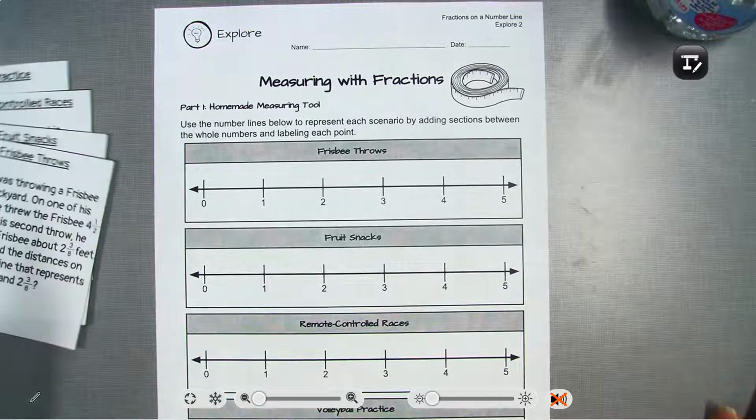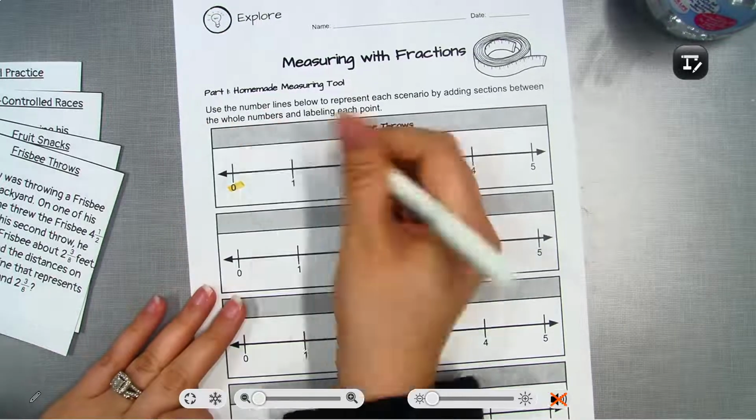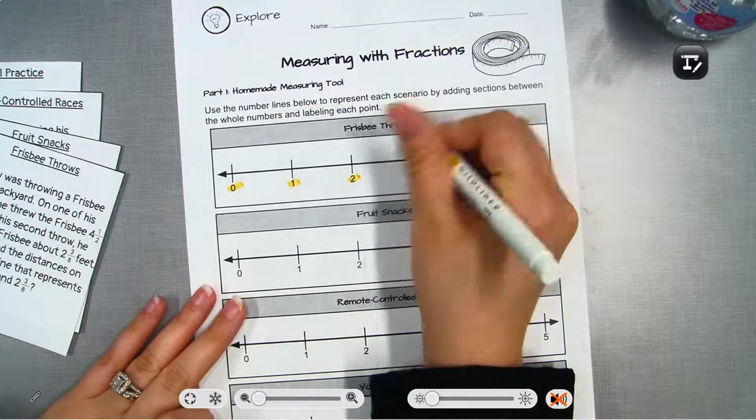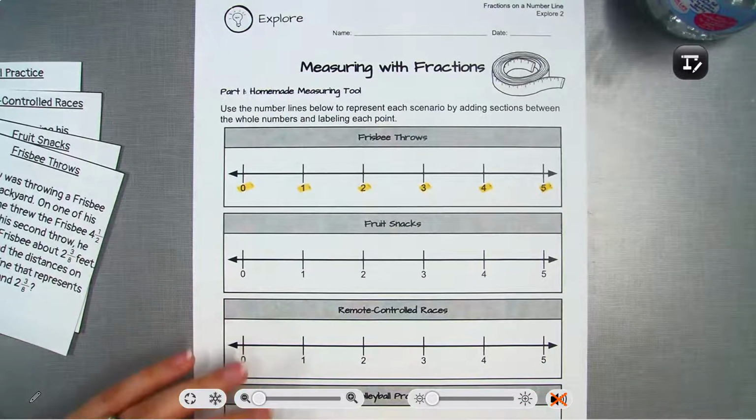So my whole numbers, guys, is just a whole number. There's not a fraction attached to it. Okay, so my whole numbers for this, on this number line, I want you to circle your whole numbers. I have 0, 1, 2, 3, 4, and 5. Those are my whole numbers.